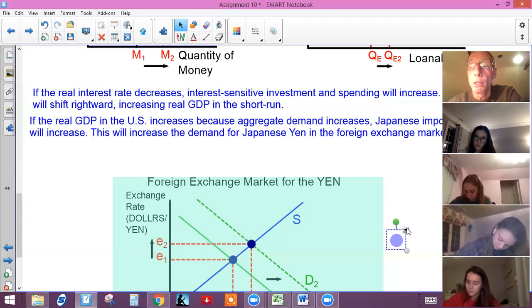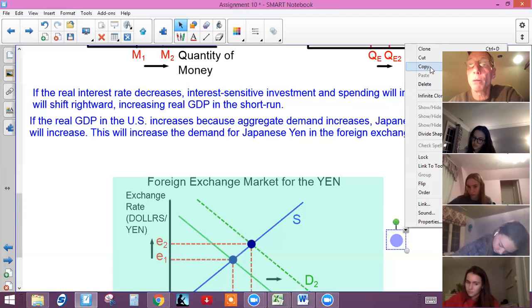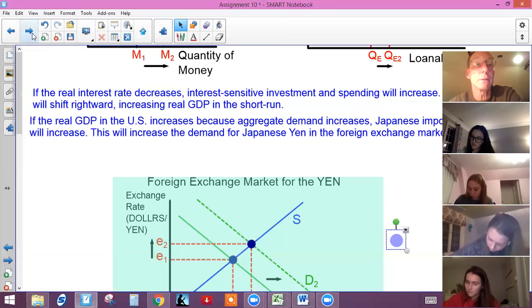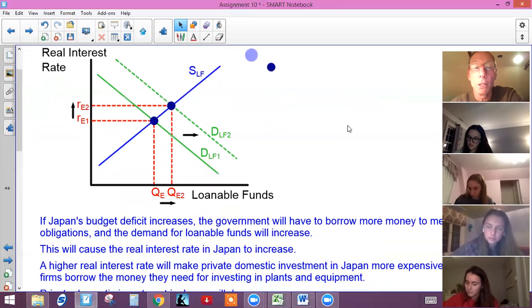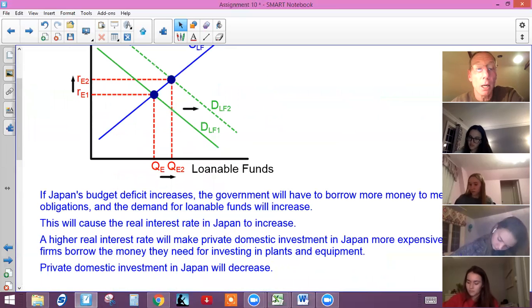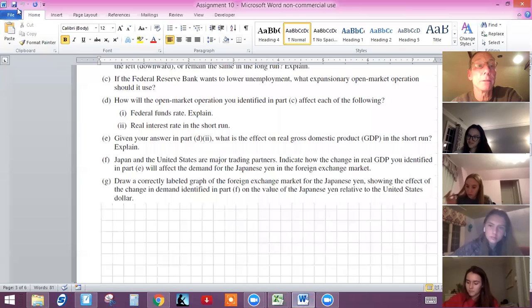So let me grab my little bouncing ball here and go to problem 3. Oh, I already have one. Good. Okay. So what do we have for problem 3?